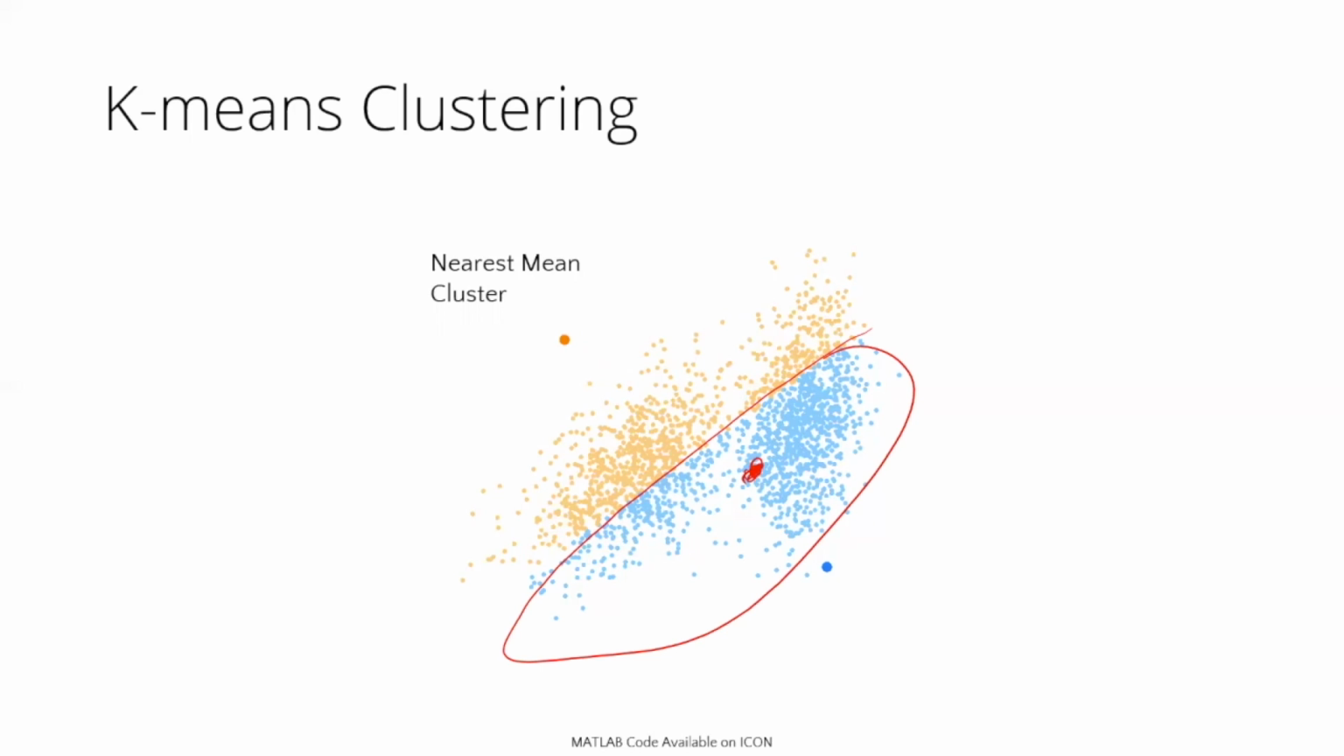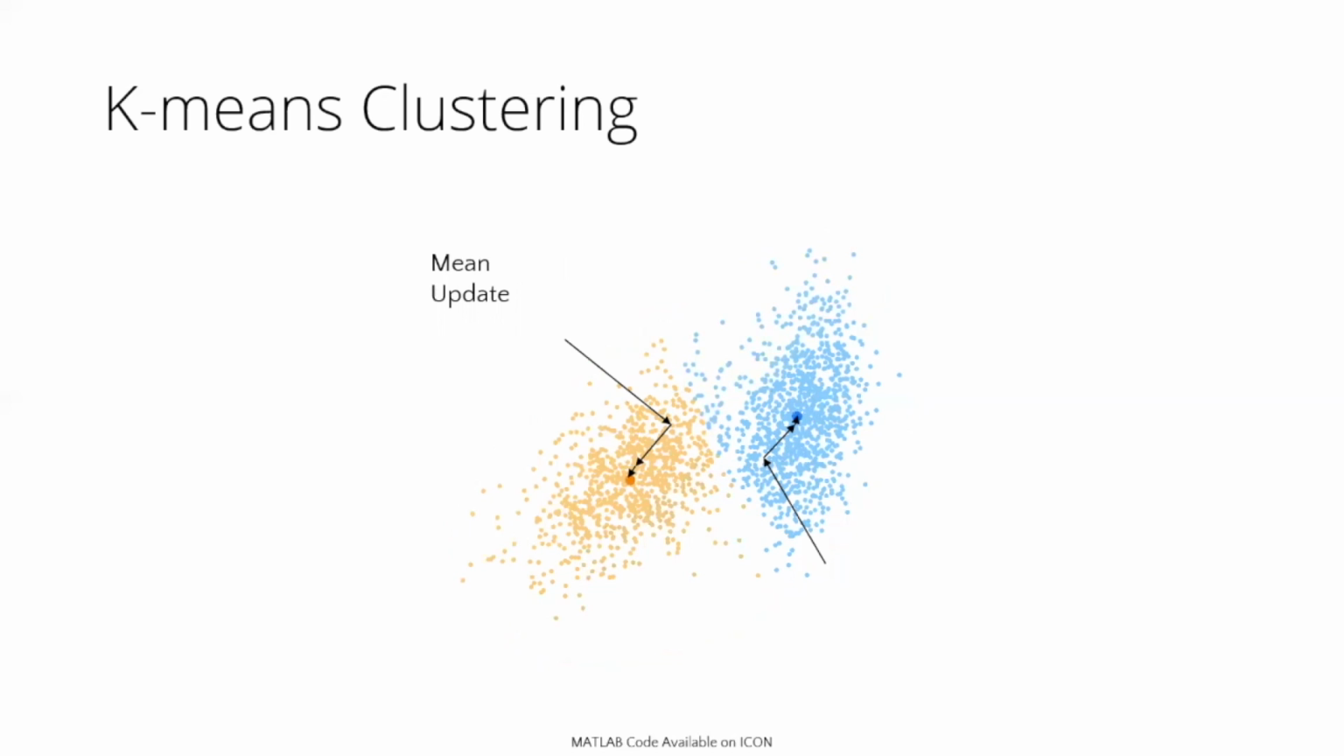Same thing among all the orange members, we're going to compute the average of the orange points, and that's going to be somewhere over here. And using that, we're going to update the means. And then with the updated means, we change the membership. And then basically repeating this process over and over again is going to give you a nice clustering result of the data.